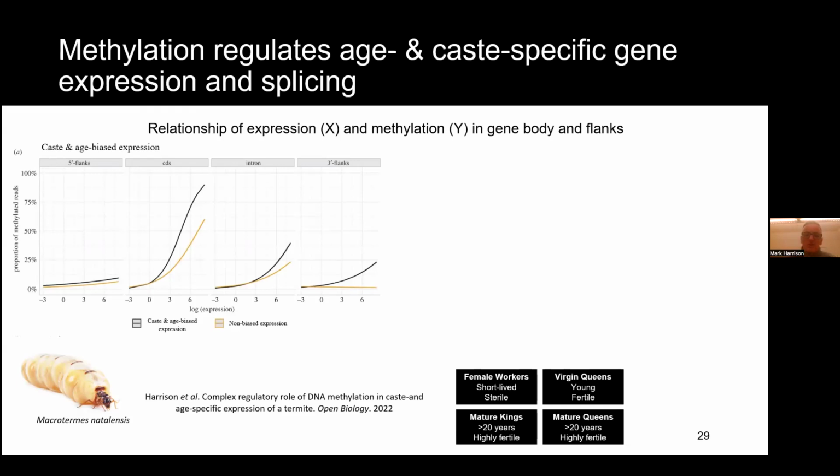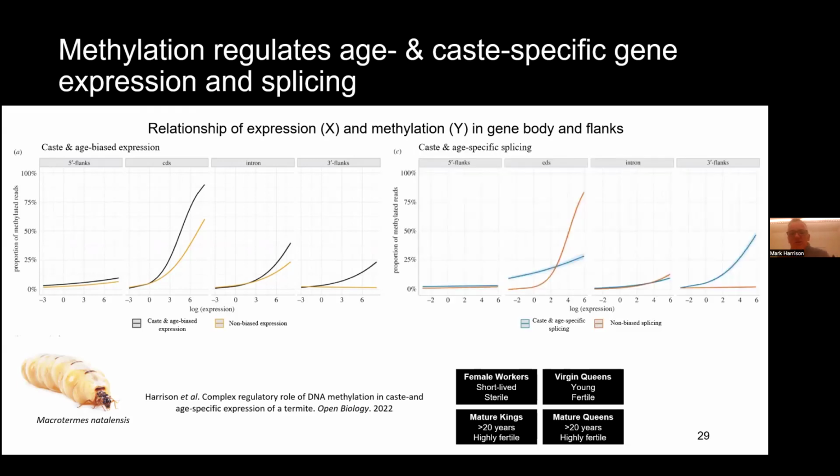And we see, if we look at the exons and the 3' flanks, so downstream of the gene, this positive correlation of expression and methylation, but this is much stronger in genes which are caste-biased, so differentially expressed either in the different castes, so the individuals which have different levels of fertility and longevity, or at different ages, so also differing between the young queens and the old queens. So some kind of regulation of these genes is going on with methylation, especially in the 3' flanks, where there's no correlation between expression and methylation in the non-biased genes.